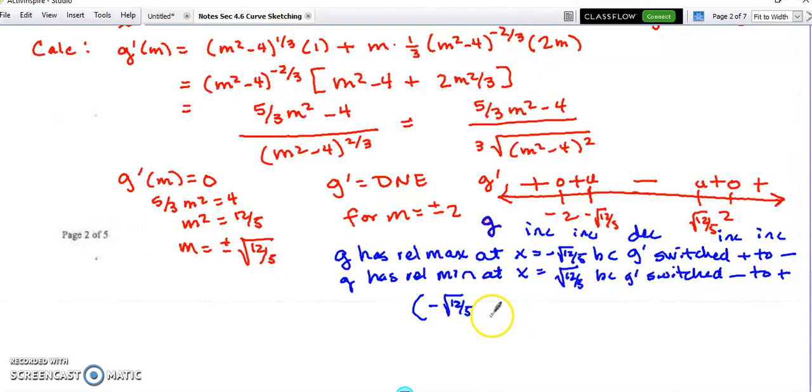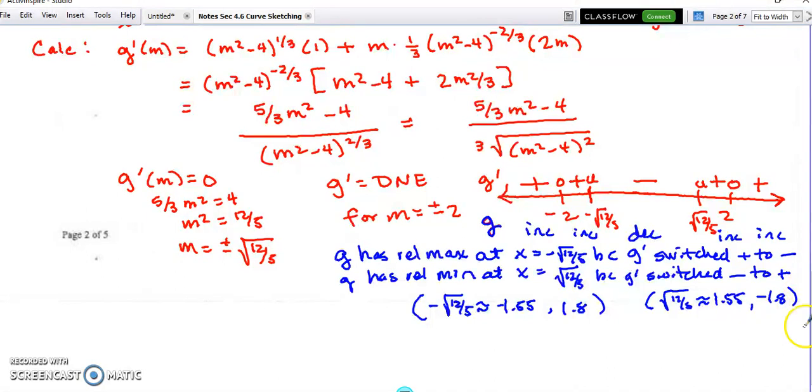And just plugging that in, just so you guys, this is approximately negative 1.55. And if you plug that in, you get about 1.8. And then this one would be square root of 12 over 5, which is approximately 1.55. Plugging it in, you would get negative 1.8, just so we have those because it asks for the coordinates.